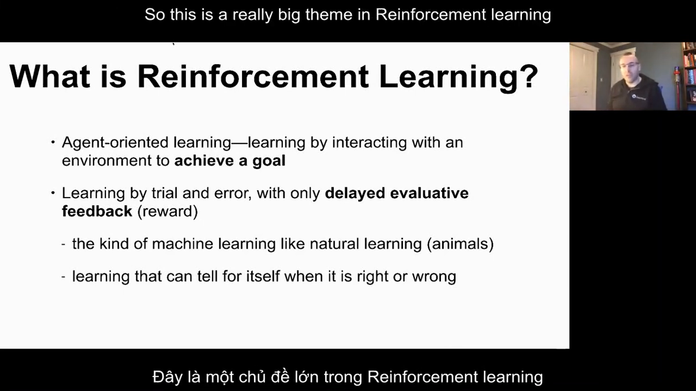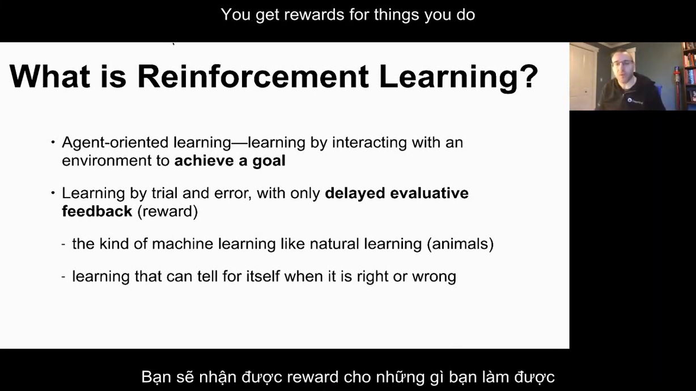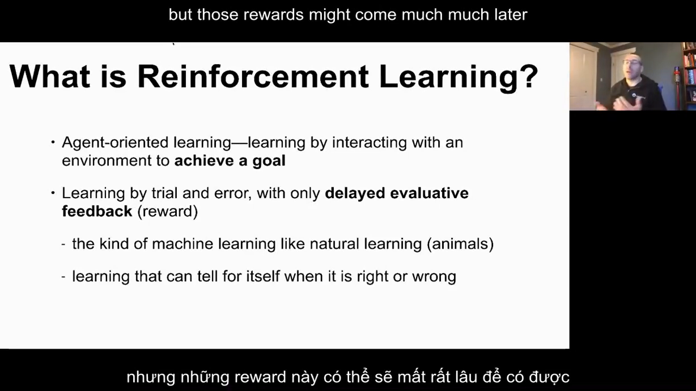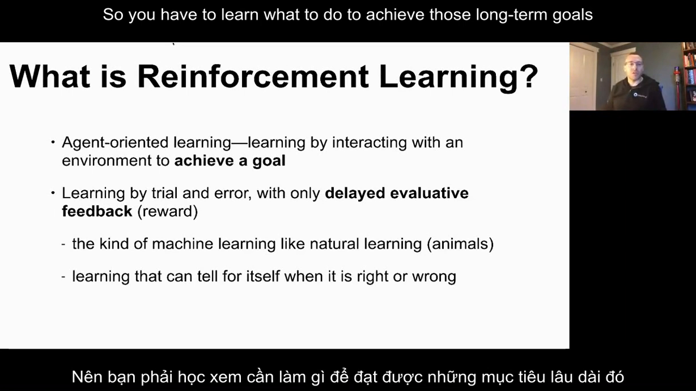So this is a really big theme in reinforcement learning. You get rewards for things you do, but those rewards might come much, much later. So you have to learn what to do to achieve those long-term goals.